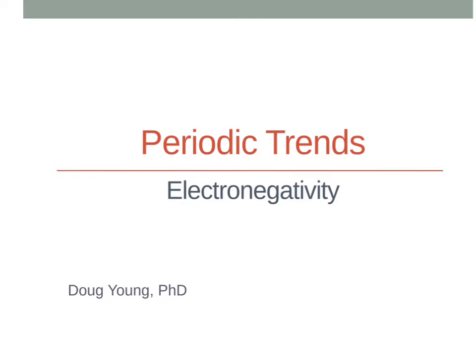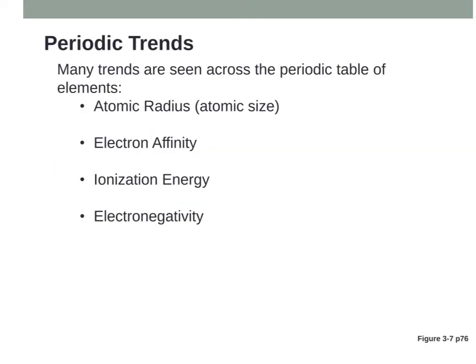In this video we're going to talk about one of the periodic trends that is really important, and that is electronegativity. There's a variety of trends that are seen across the periodic table: atomic radius or atomic size, electron affinity, ionization energy. But the one that I want to talk to you about right now is electronegativity. Sometimes you may see me abbreviate this as just EN because it's quite the big word.